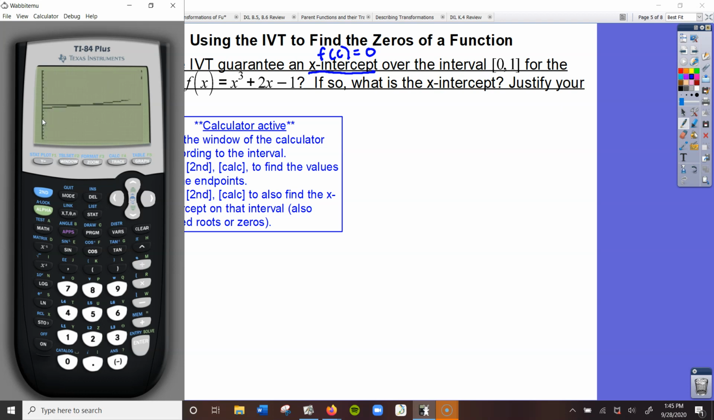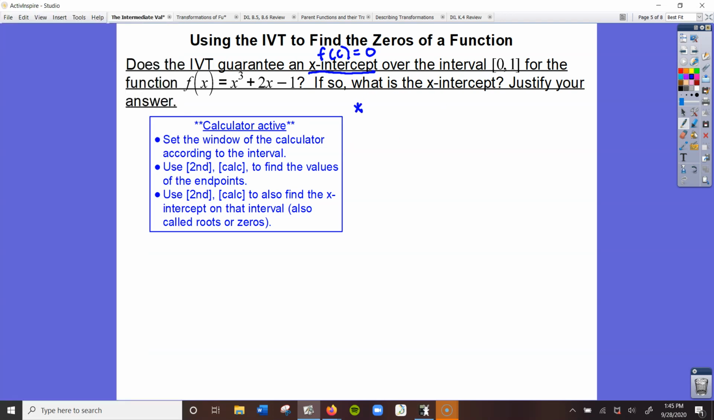Now, as you can see, this is the interval from 0 to 1. Our function is continuous, so I'm going to go ahead and already write that out. F of x is continuous on the interval 0 to 1. Next, we're going to find our function values. So I need to know what is f of 0 and f of 1.